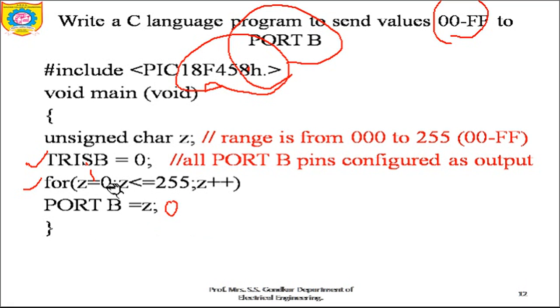Now again it will go back into the loop until the condition is complete. Now Z will be equal to 1. Is 1 less than 255? Yes, it is. Increment Z, so PORTB is equal to Z. Z is equal to 1, so port B will have 1, which means 1 will be sent. In such a way you have to send all these 255 values, from 00 to FF, as output on port B. Obviously, to complete this process you are going to require 255 iterations.